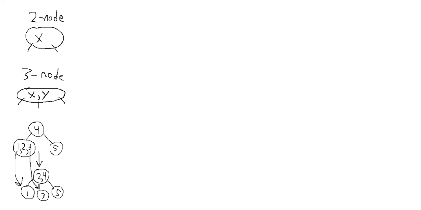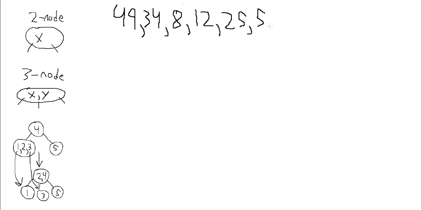So the first insertion sequence that it gives us is 49, 34, 8, 12, 25, 5, 53, and 29. We first insert the 49, and as normal in any tree, if it's the first value, it just goes right in there. No work needed.